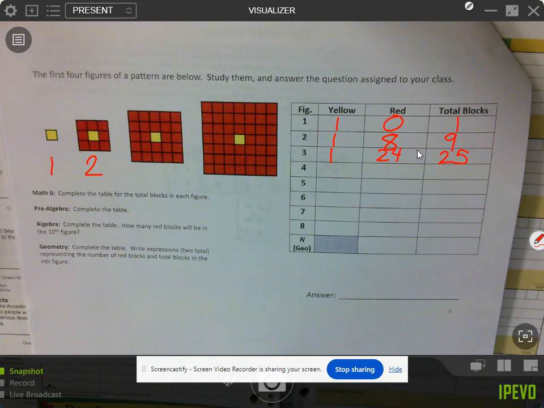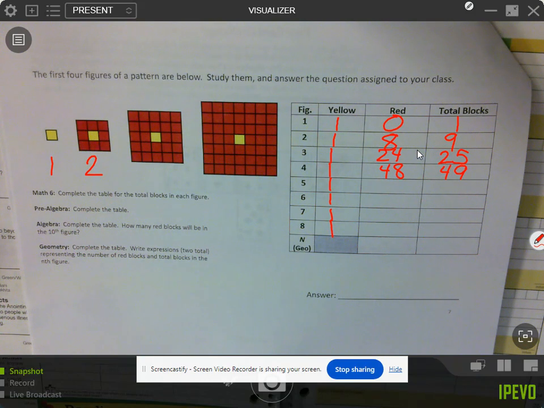Look at figure 4. How many yellow? How many red? 48. How many total? 49. So, is there a column that I can fill in easily right now? James? There's one that's even easier to fill in, James. The yellow. There's 1 yellow in each one. Right? That's the easiest one to fill in.